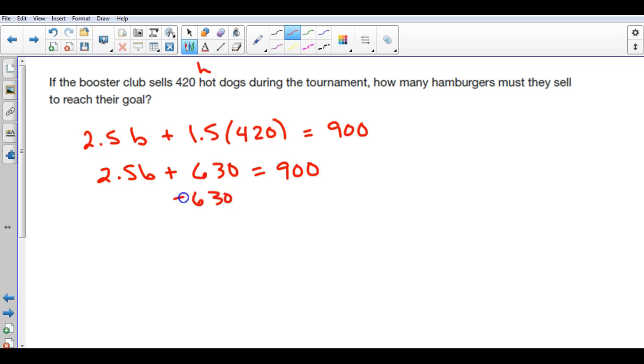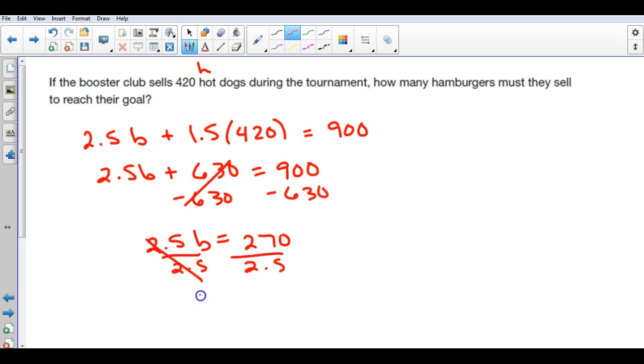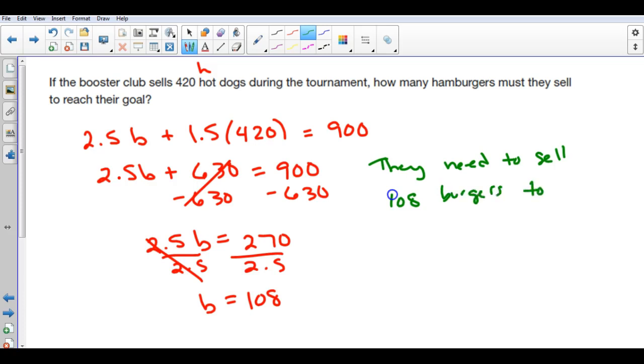They're trying to get to 900. So let's see, how much money am I going to need if I take away the 630? 2.5b equals $270 more to reach their goal. So if they're selling hamburgers for $2.50 a piece and they want to reach $270, how many are they going to need to sell? And divide it, you're going to end up with 108. So sentence answer, they need to sell 108 burgers to reach $900.